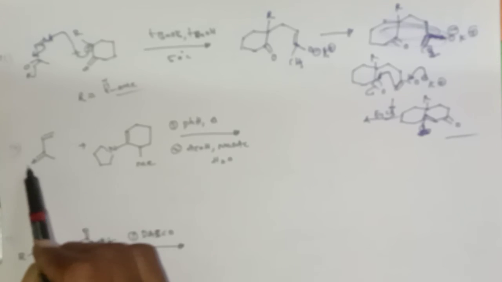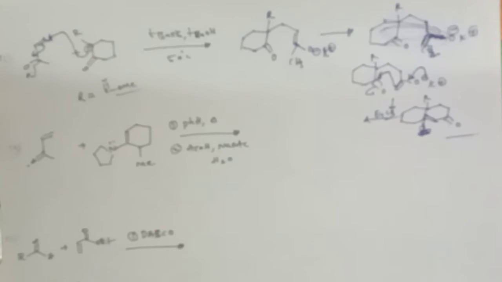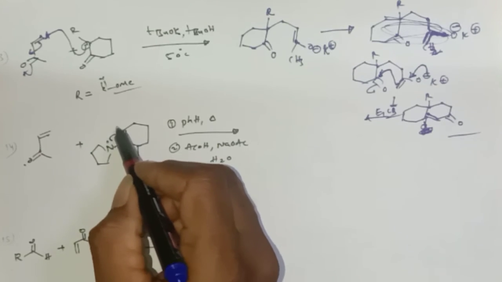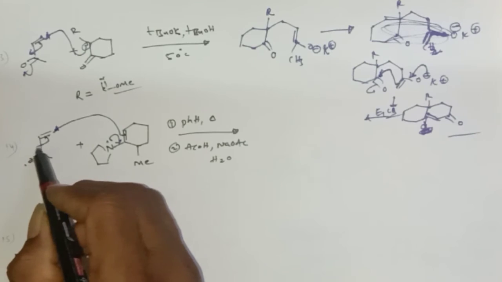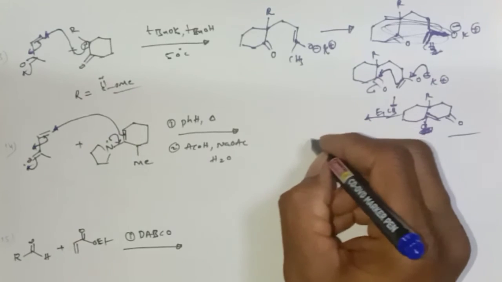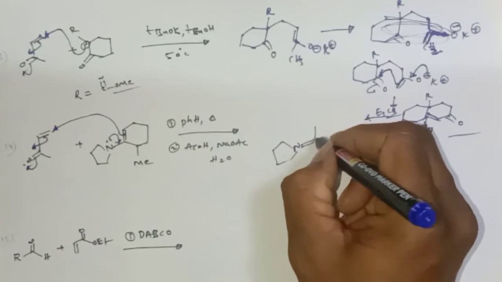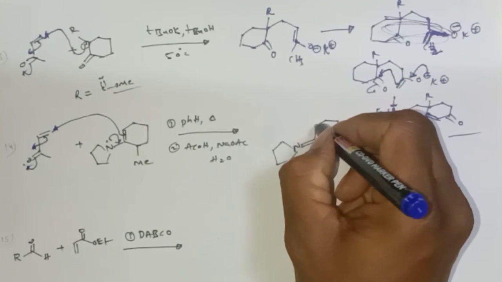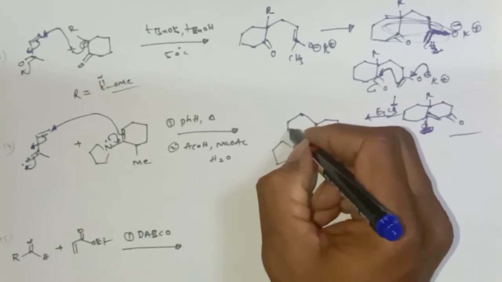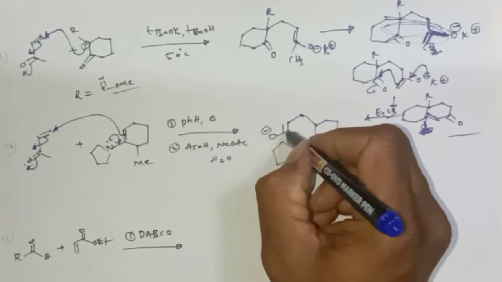Here we have an alpha beta unsaturated carbonyl group, and this is an enamine, with CPh and reflux. So what happened? This lone pair is participating in the conjugation. This pi bond attacks on this pi bond. It participates in the conjugation. So what happened? Right, this is 1 2 3, this is 1 2 3, negative charge and Me.